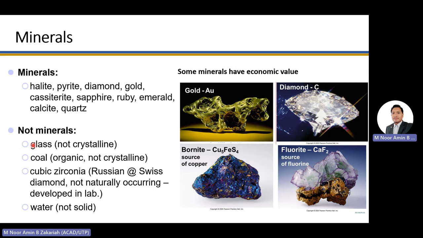Some substances are often mistaken for minerals but are not actually minerals. This includes glass. Glass is not a mineral because it is not crystalline. Glass is an amorphous solid, meaning it does not have a crystalline structure, and it is actually human made. We also have coal. Coal is an organic compound and not an inorganic mineral. We also have cubic zirconia. Cubic zirconia is a synthetic gem, meaning a human made gem that is not naturally occurring, just like glass. And we also have water. Water is definitely not a type of mineral because it is a liquid and not solid. Mineral water is a different thing, water that contains minerals. So we are talking about the mineral itself.